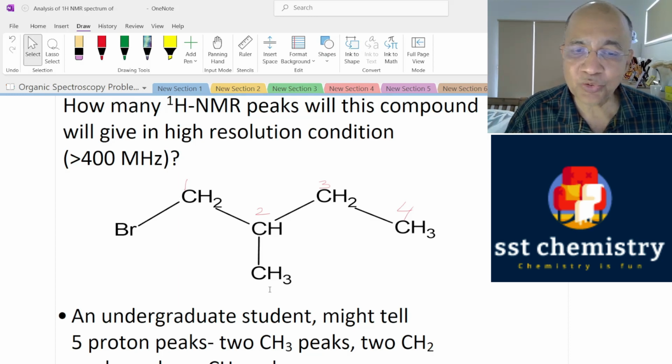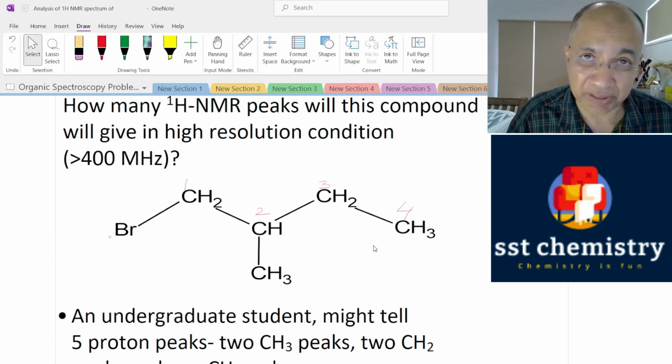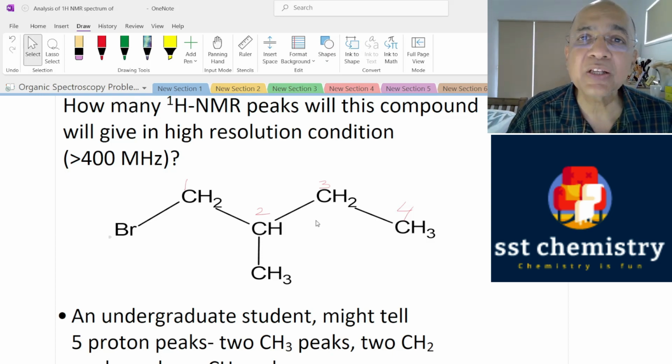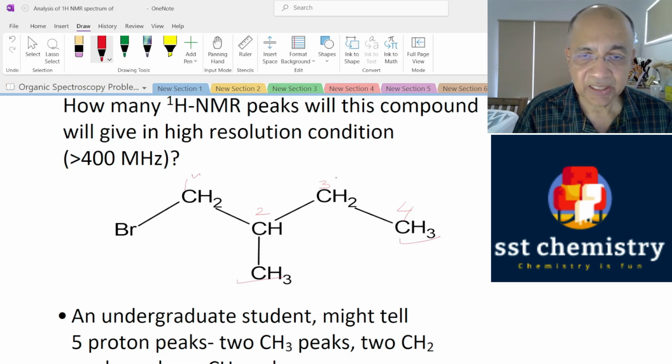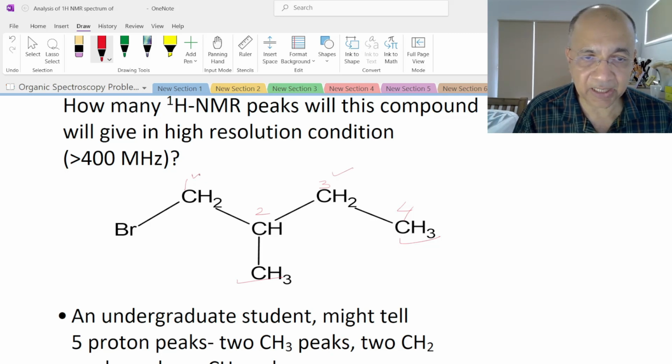Now, 1-bromo-2-methyl-butane is a very simple compound, and if you are an undergraduate student, you will say it will show 5 proton peaks. One for this methyl, the other for this methyl, the third for this methylene, fourth for this methylene, and the fifth for this methine. So there will be 5 proton peaks.